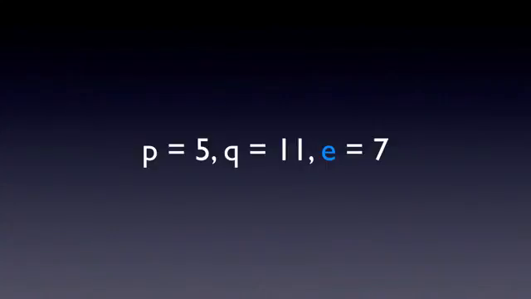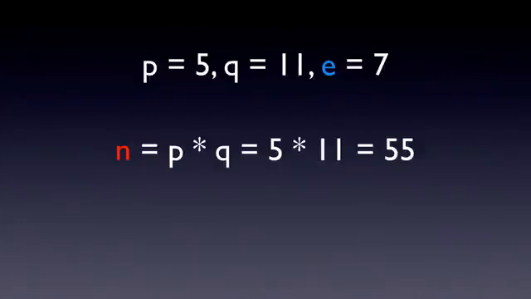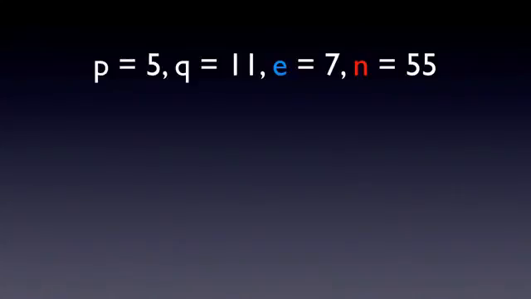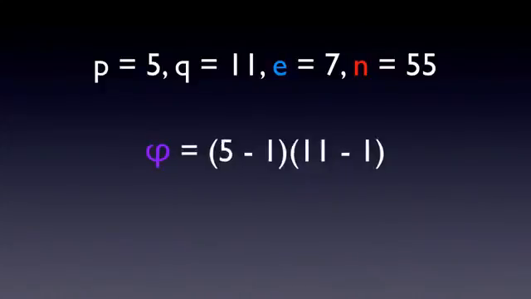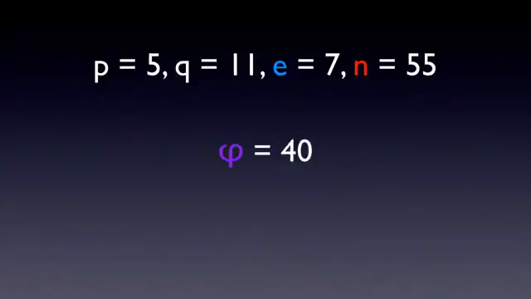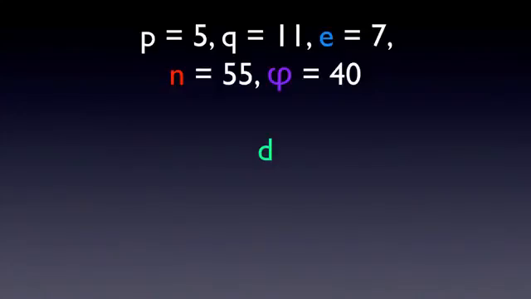So we start off with our very large primes 5 and 11, and we set e to the value 7. And now our task is to find its inverse. So first we find n, which is the product of p and q. So 5 times 11 is 55, so n is 55. Now we find phi. So phi is p minus 1 times q minus 1. And in our case, this gives us 40. So phi is 40. Now the task is to find d.